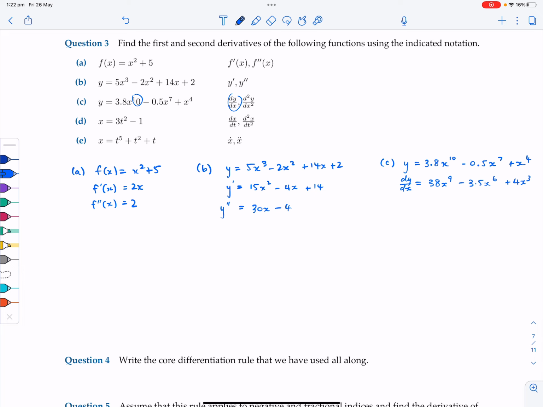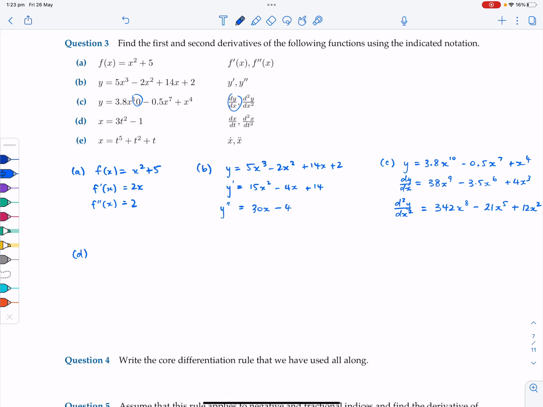Okay, and now the second derivative is a bit ungainly, d2y over dx squared. So a bit awkward. Now the second derivative, so 9 times 38, so 342x to the 8, minus, and then that's 21x to the 5, plus 12x squared. All right, so we've got the second derivative using this notation instead of that notation. If you're wondering why so many notations, well, it's a good question.